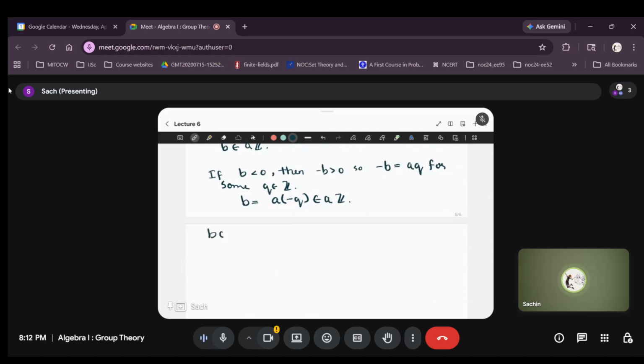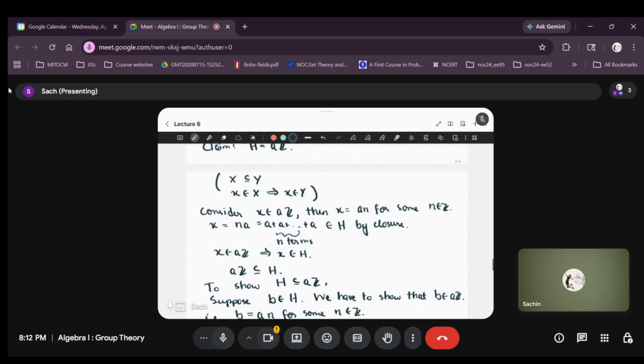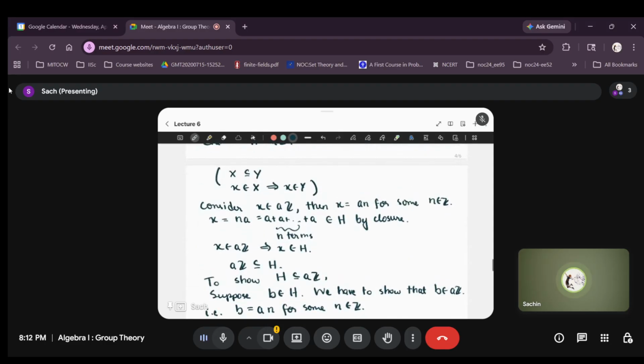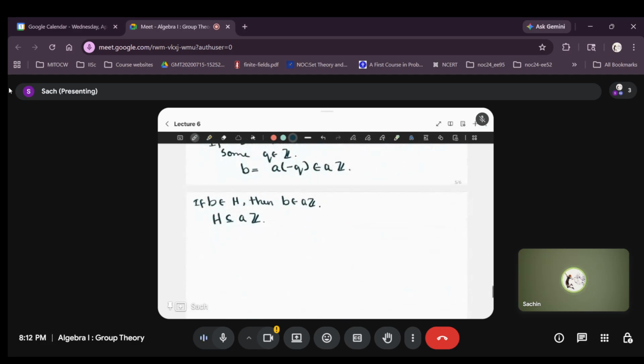What we have shown is that if B is in H, then B belongs to AZ, which means by definition H is a subset of AZ. AZ is a subset of H, and H is a subset of AZ. So H is equal to AZ.